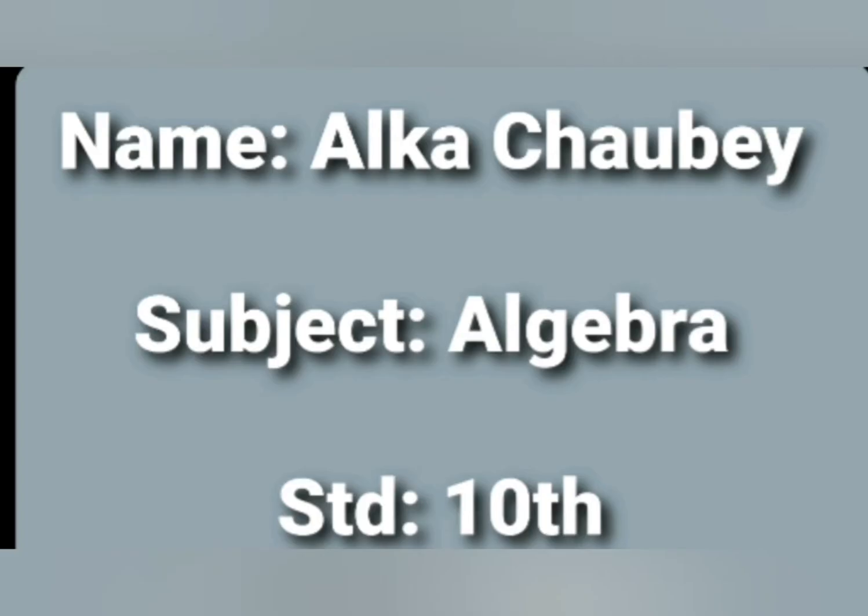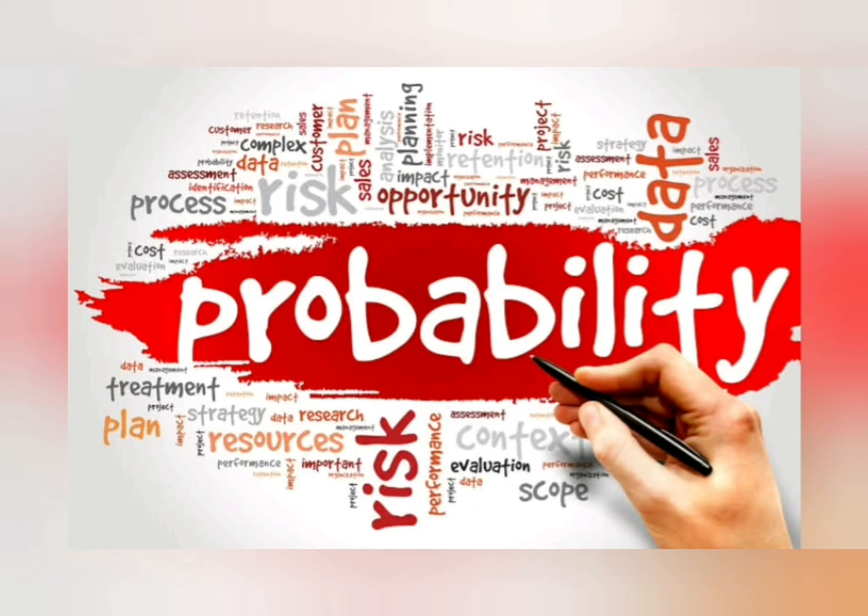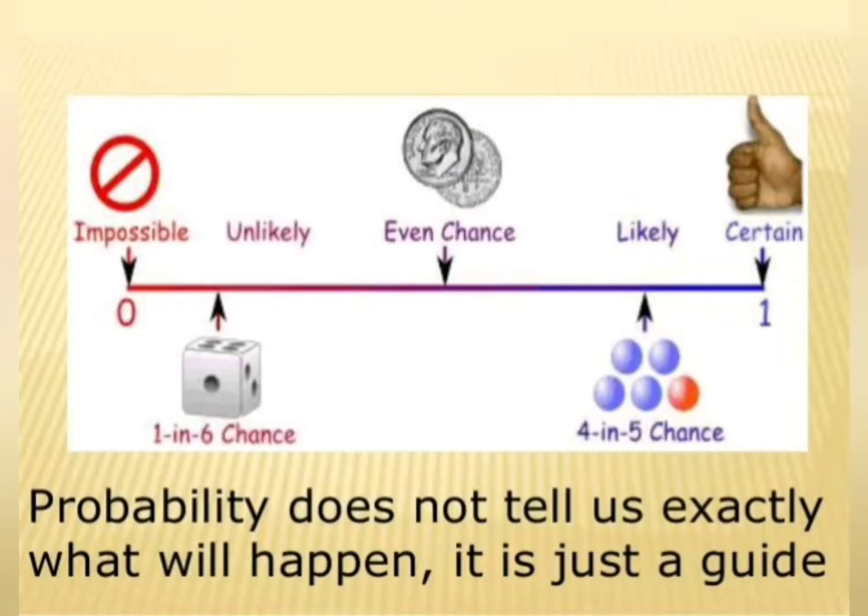Welcome students, I am Miss Alka Chaube taking class 10 subject algebra, and here I am explaining chapter 5, that is probability. So let us understand, students, what is the meaning of probability. The probability does not tell us exactly what happens, students. It just gives a judgment, a chance or risk about what happens.